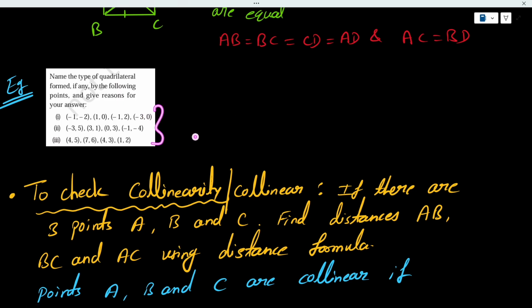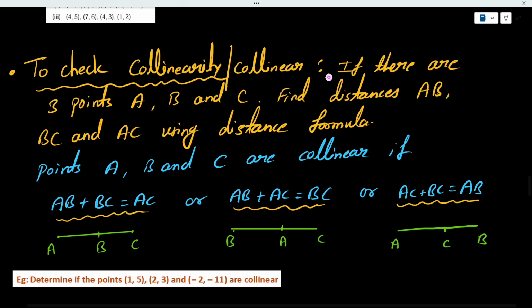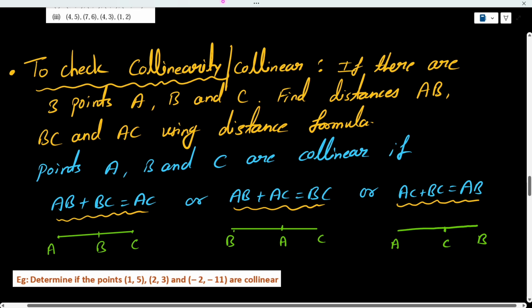Now after that, where else do you use the distance formula? To check whether the points are collinear or not. Now when will the points be collinear? When all the points fall on a straight line. We will find out all the three possible lengths here, AB, BC, AC, and if the sum of any two lengths is equal to the third length, then it will be collinear. So you will check that the sum of any two lengths should be equal to the third length, right? Then that means all the three points are collinear.